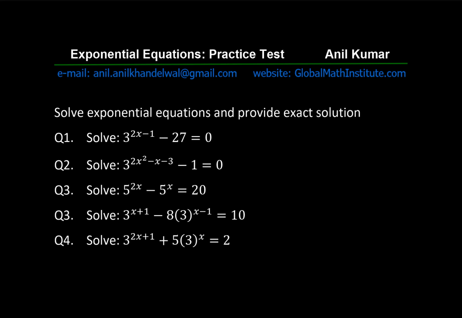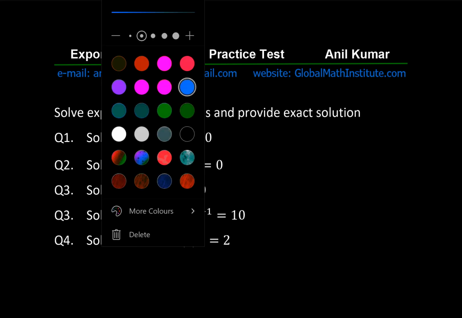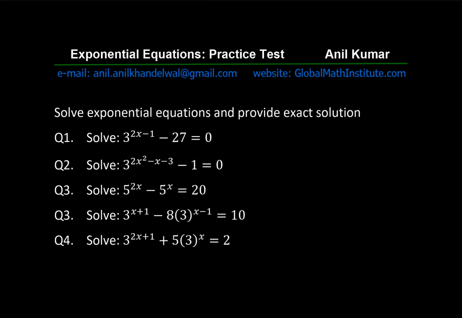The next equation here is solve 5 to the power of 2x minus 5 to the power of x equals to 20. Now this question can be solved using quadratic equations, right? You can substitute 5 to the power of x as some variable, and then you could solve this as a quadratic equation. The next two questions are a bit tricky.